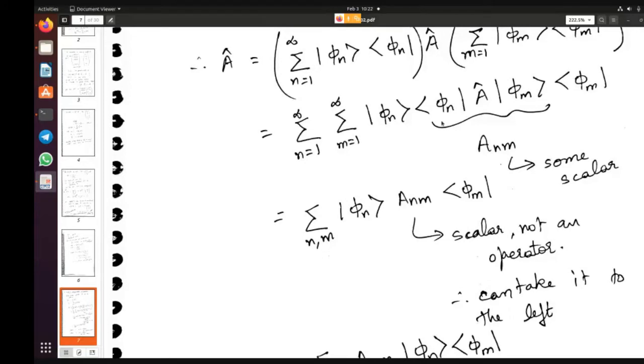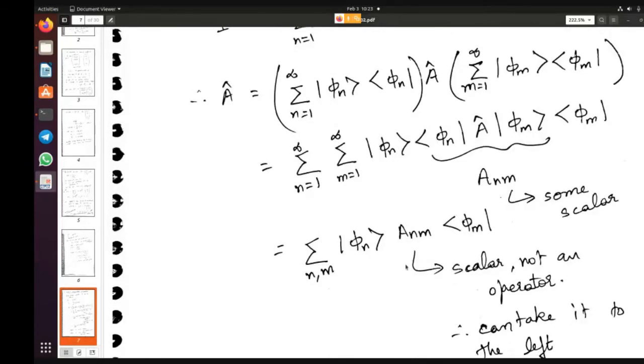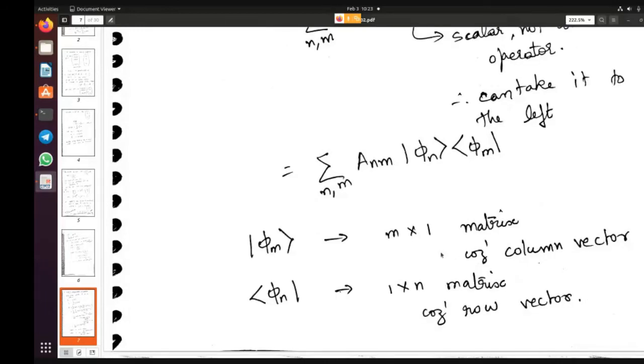Remember, one easy thing to remember is that whenever the angular brackets are closed fully, you always get some scalar value, some number. Otherwise it will be an operator or a vector. All right. So this is phi m. Obviously, phi m is an m cross 1 matrix, because this is a column vector and this is a row vector.